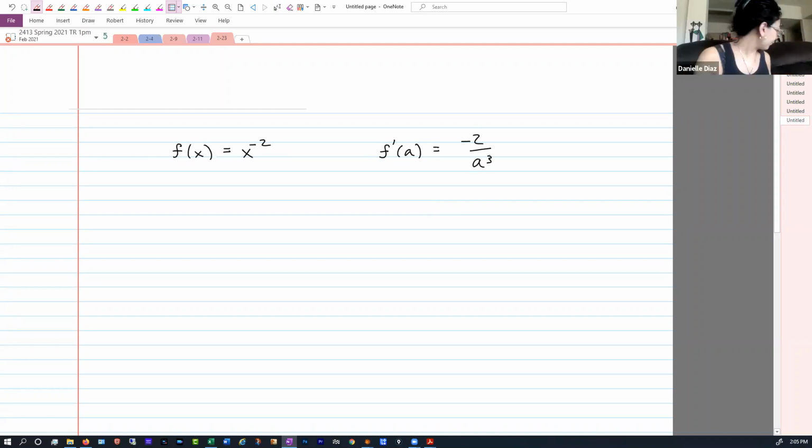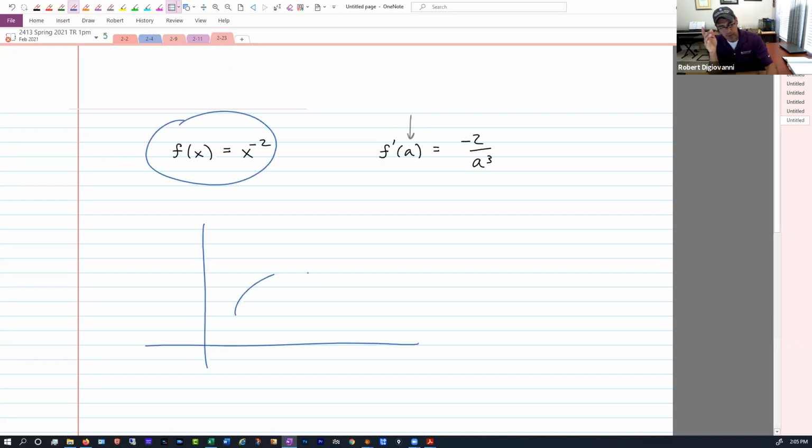Now, a is just some point that I would want you to go to on the graph. So whatever this graph looks like, a represented some point I wanted you to go to. And then if you plug that a value into that formula, that's going to spit out the slope of that tangent line, right? That's what it's going to do.